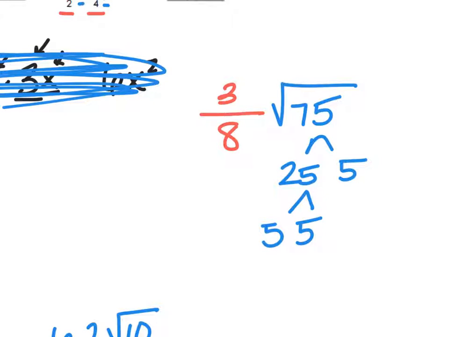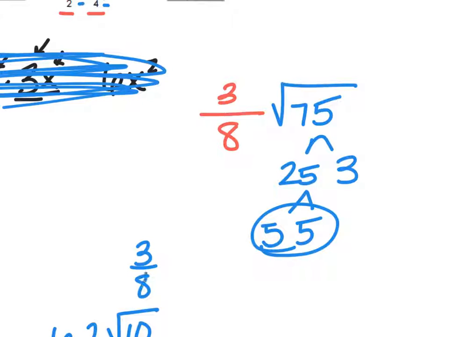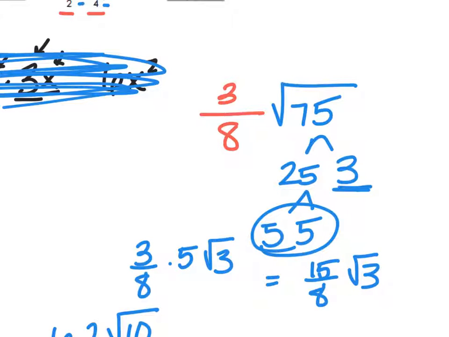So 75 has 25 and 5. Oops, not 25 and 5. 25 and 3. So you got 5. That gets brought out, multiplied by 3/8. 3 doesn't have a pair, so it stays in. Then 3/8 times 5 is going to equal 15/8, which you can't simplify, so that's going to be root 3. Again, you can take care of those fractions in your calculator using the math enter button. Okay, those are level 3s.